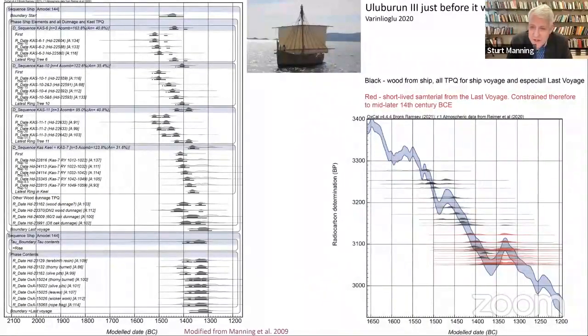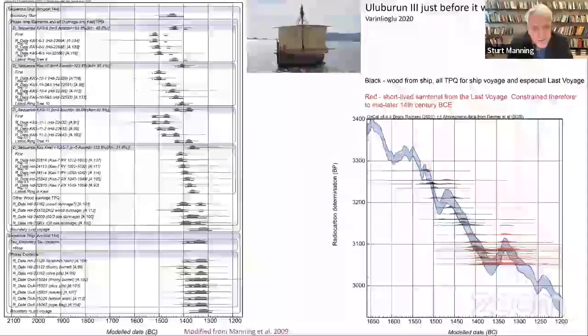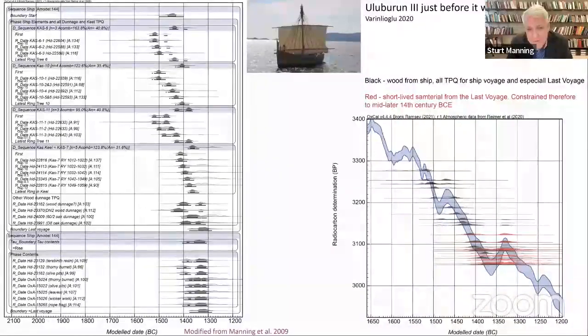The Uluburun ship is a nice instance, where there is material available from the wood components of the ship, all of which must predate when the ship was actually built and constructed. That will be after the tree rings grew. And then we have material from the last voyage contents, short-lived material, and that will describe dates in the years leading up to the exact one. Basically, the ship went down probably within a few months of the last voyage.